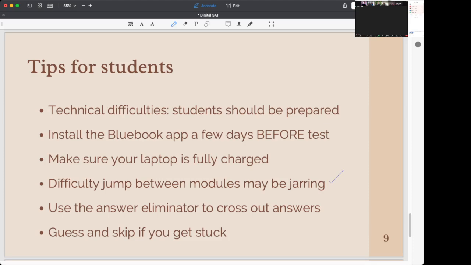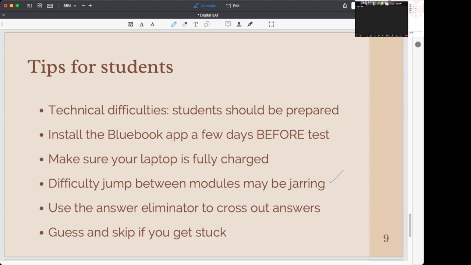You're supposed to install the Blue Book app a few days before the test and make sure everything's working. This isn't something you do the morning of or once you get there. Your laptop needs to be fully charged. They're not going to have a power station for the 20 kids in the room who are going to plug in everything at the same time and take their test. A lot of the testing rooms were about the same size as an SAT paper test room, so 15 to 20 students. The difficulty jump between modules was jarring.